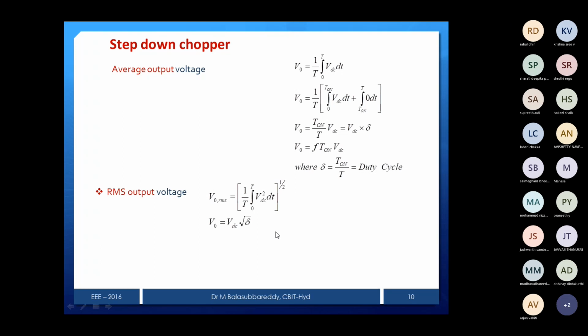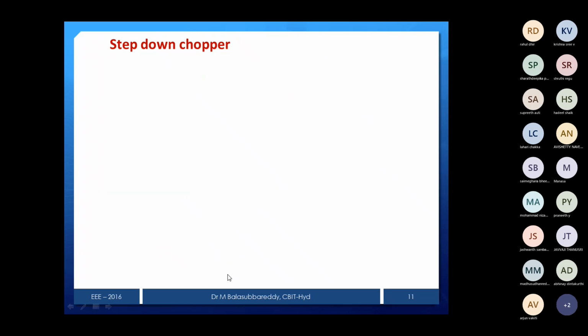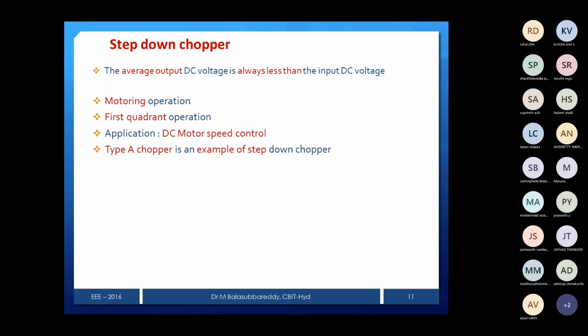Now you can see here V out square, that is nothing but VDC into delta. Same thing for V out RMS. You can make use of square root delta square, which means delta into VDC square by R. So this is the output power, and the average output DC voltage is always less than the input voltage. That's why it is a step down chopper.